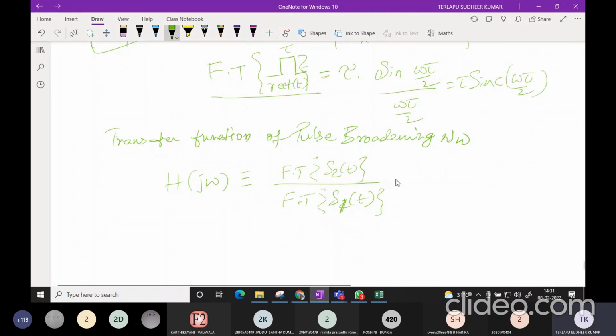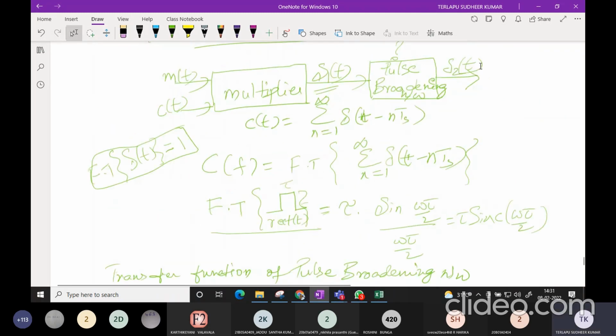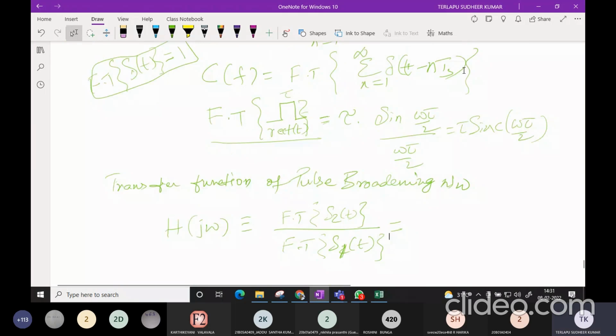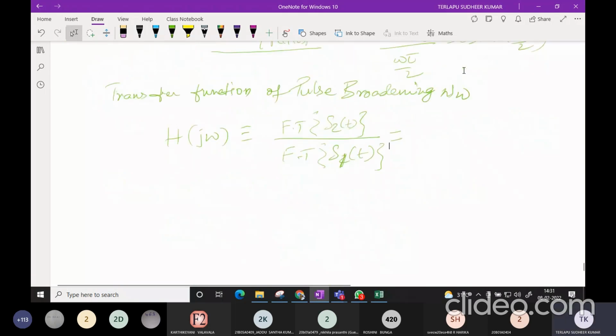And as I said, my output is a rectangular pulse. So therefore, for a rectangular pulse, the Fourier transform would be, as I just told, tau sine(omega tau by 2) divided by omega tau by 2. Fine. What is the denominator?